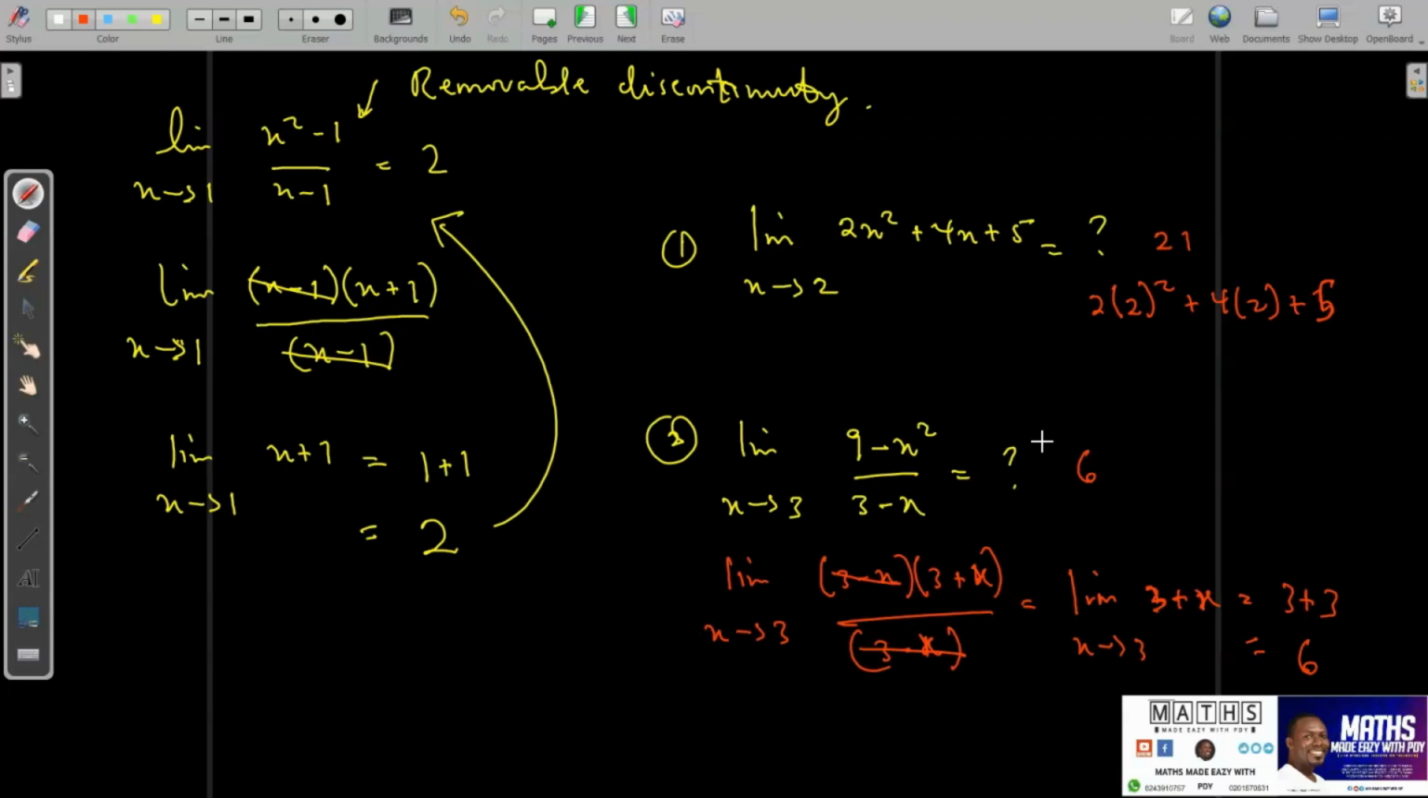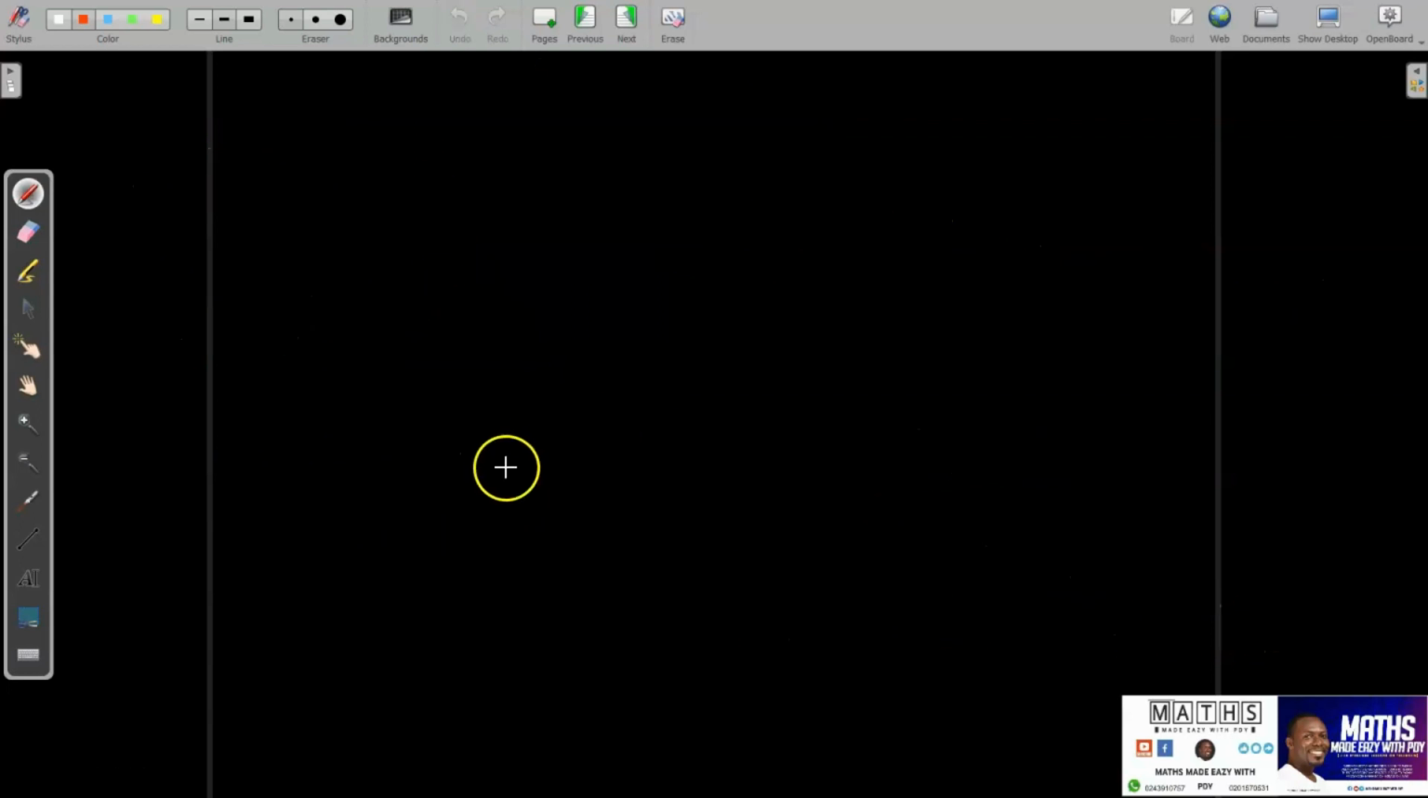Yes, please. Alright, so at this point in time, since we've known what the limit of a function is, we have to know something about the theorems of limits. So we are looking at limit theorems.